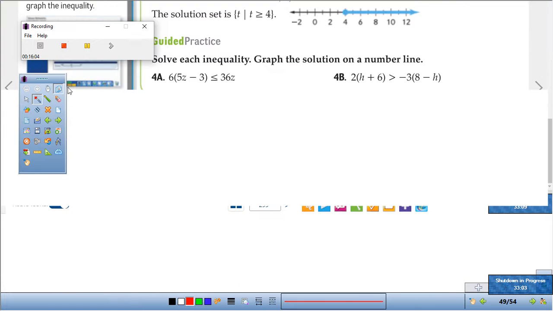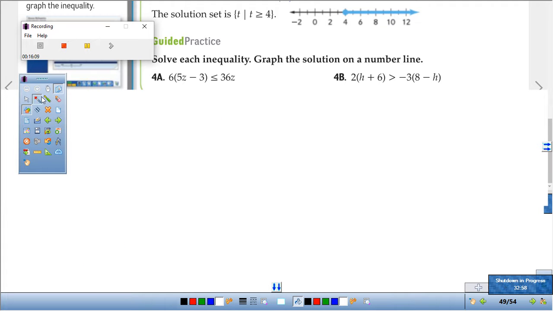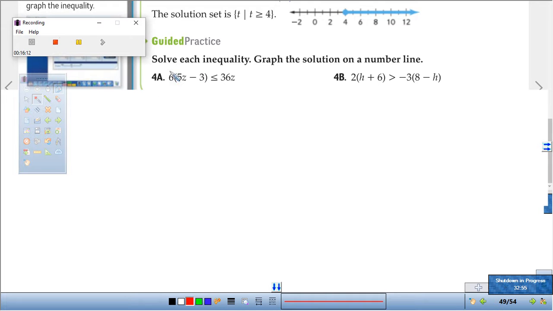Let's give us some more room. Okay, pause this video, guys, and practice on your own real quick. Let me come out here and start working it out. Okay, so I'm going to distribute here. First thing, I'll distribute here, and then distribute here. I distribute here, I'm going to get 30Z. Then I distribute here, it gives me minus 18, less than or equal to 36.